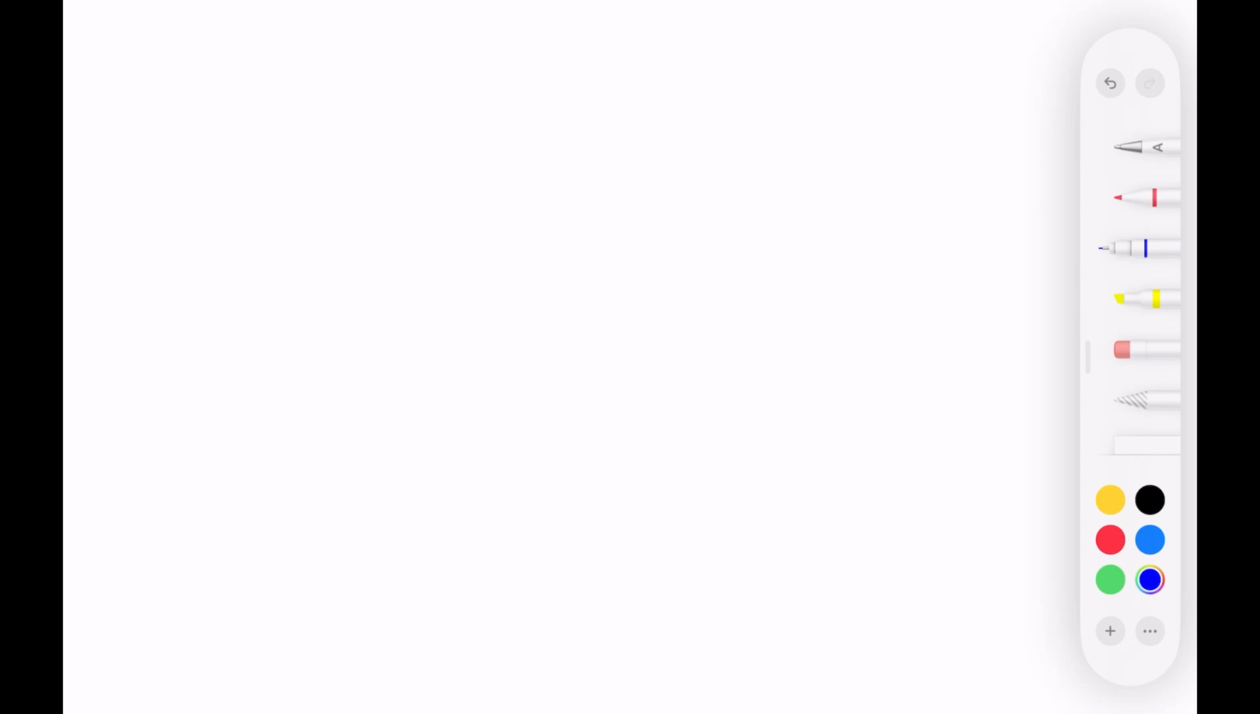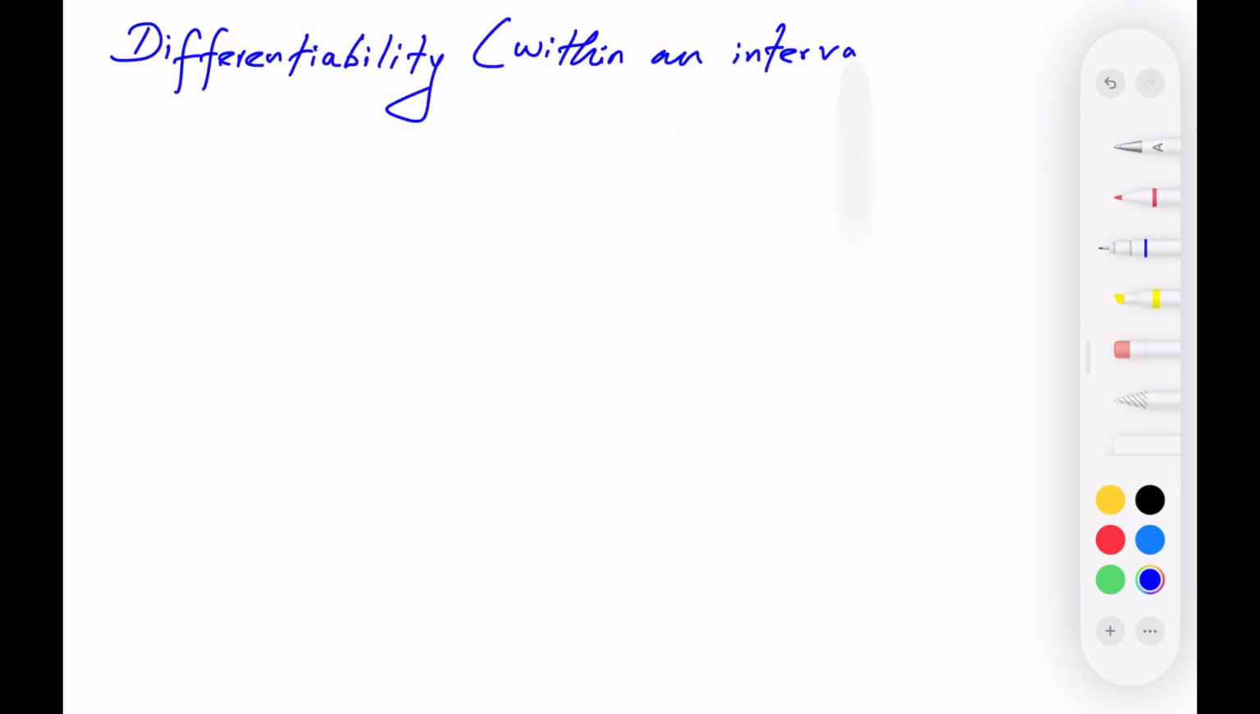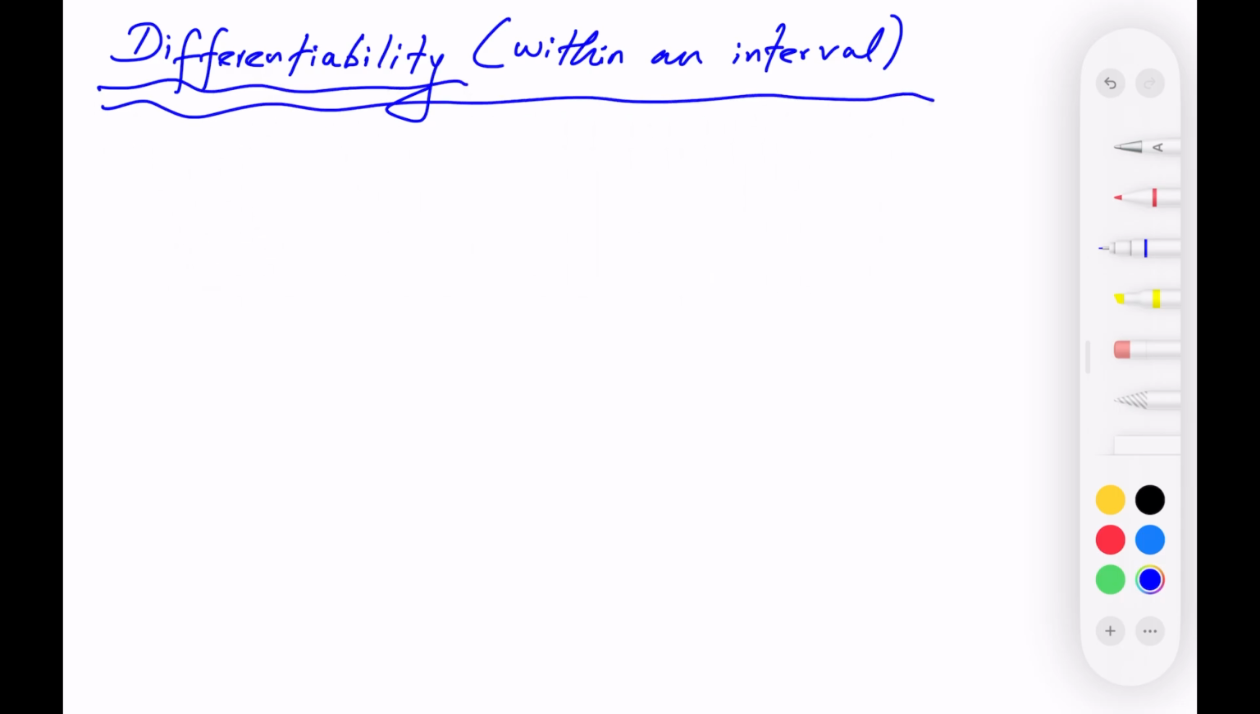This video discusses the differentiability within an interval. First of all, you have to know what we mean by differentiability. We talked about the differentiability at a given point during our last video. You have to know it very well to understand the materials discussed in this video.